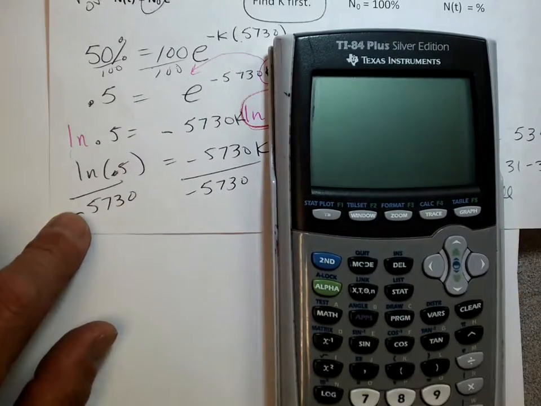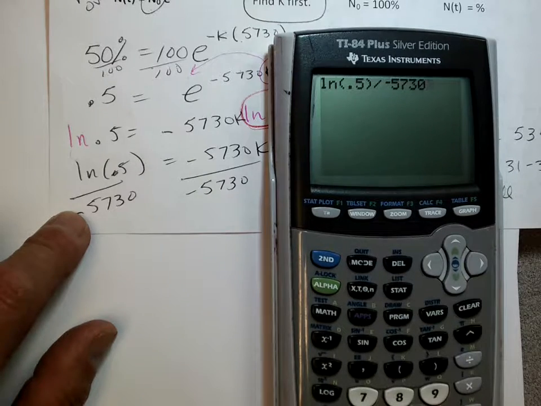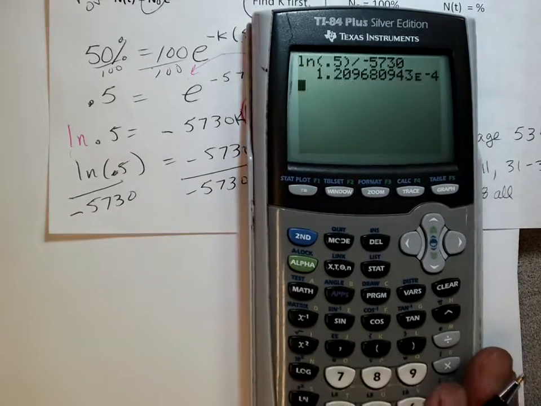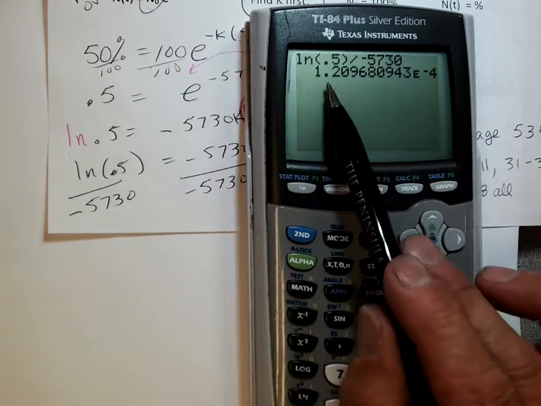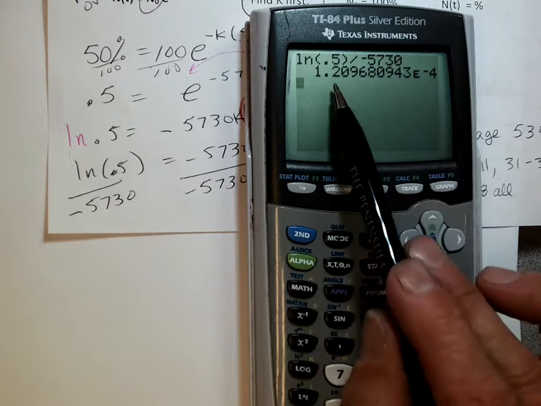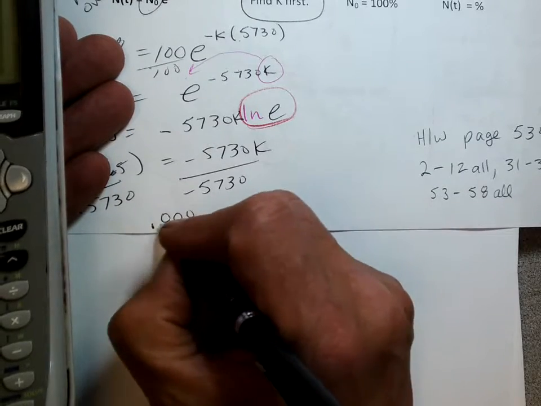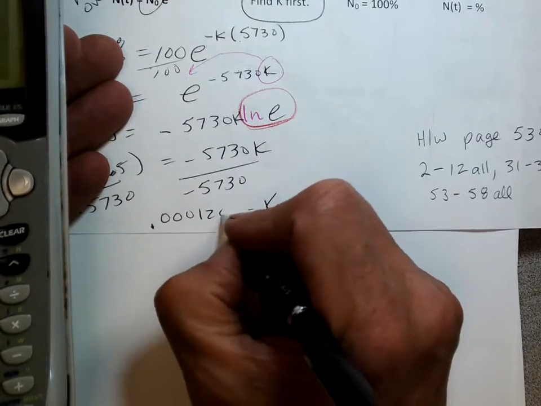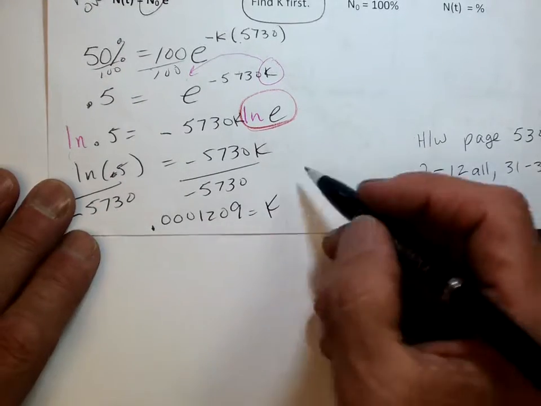I use my calculator, find out what that is. I'm going to go ln 0.5 divided by negative 5,730, and I get an answer of about, now I get this e thing, I got to be careful. So in scientific notation, this is not a negative, I'm just going to move this decimal 1, 2, 3, 4 this way because of the e, scientific notation. So k is equal to the value of 0.0001209, okay?